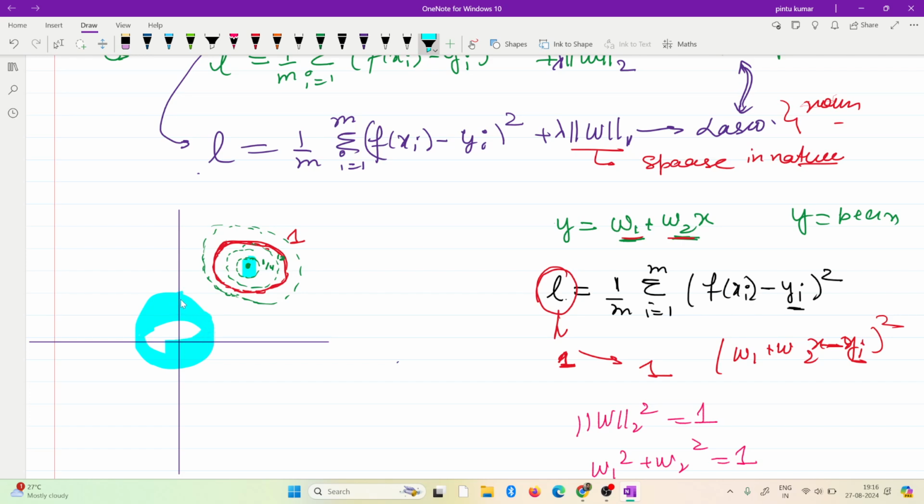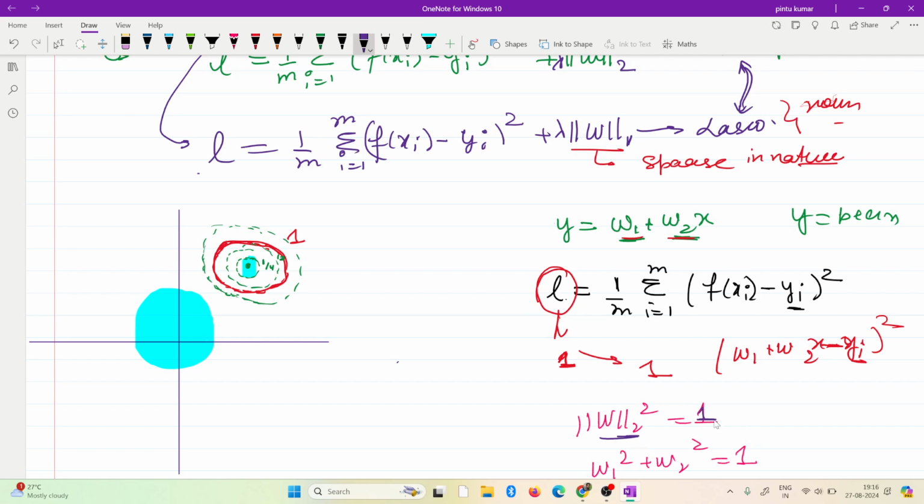Now, when you include your regularization, you are not allowed to search over the complete space. You are allowed to search only within this blue shaded region, because you want your W norm to be as small as possible.